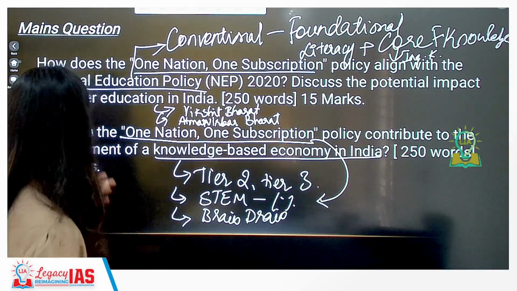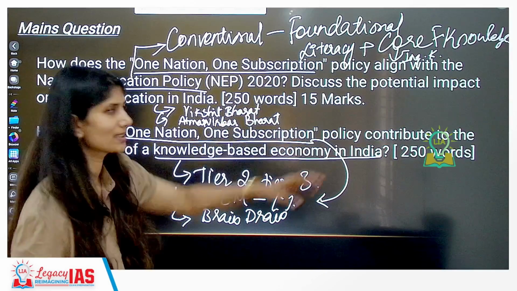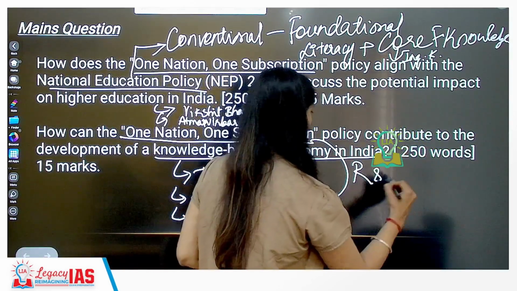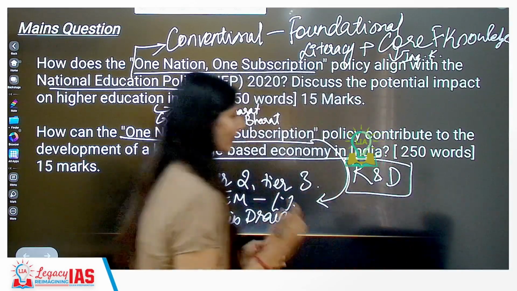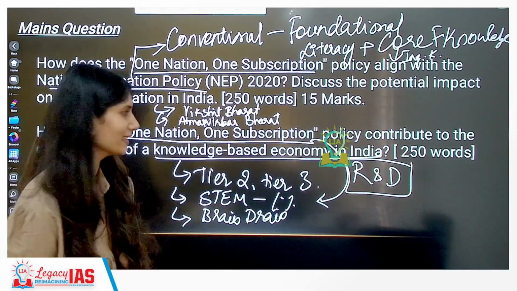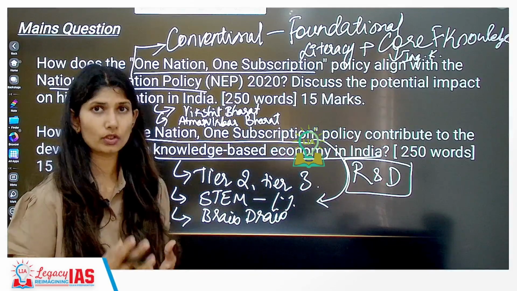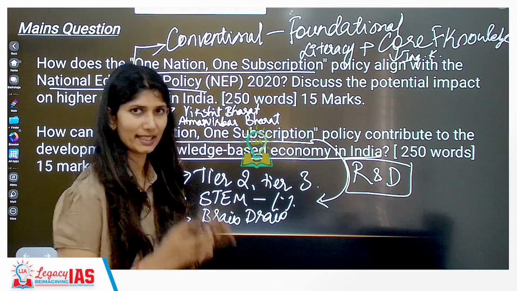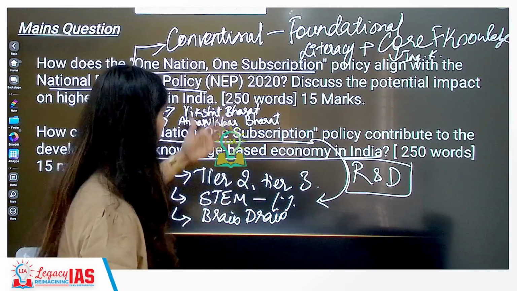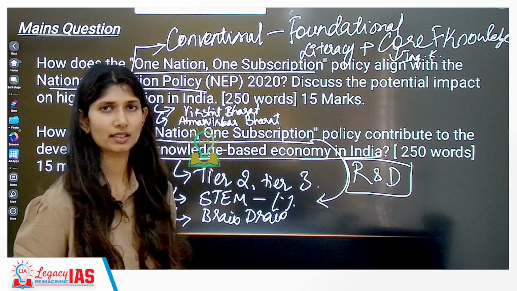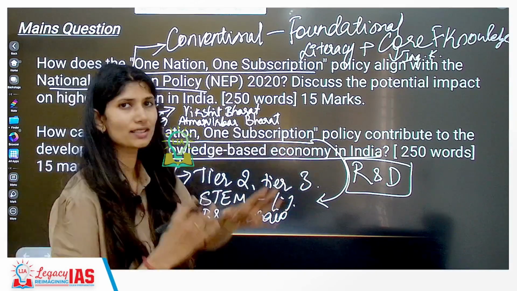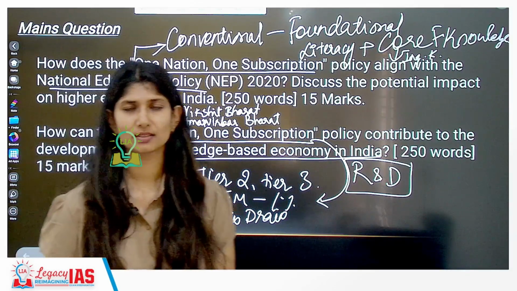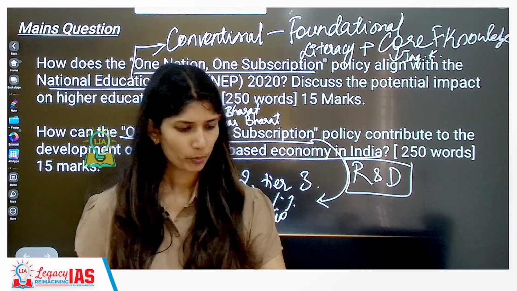And also look at this development of a knowledge based economy, that is your R&D. If India has to become a global leader in R&D through collaboration, that means first of all they have to retain talent and further they have to provide adequate access. So, one nation one subscription is a path on that way. This is how we will be discussing and understanding. Hope you have understood up until here.